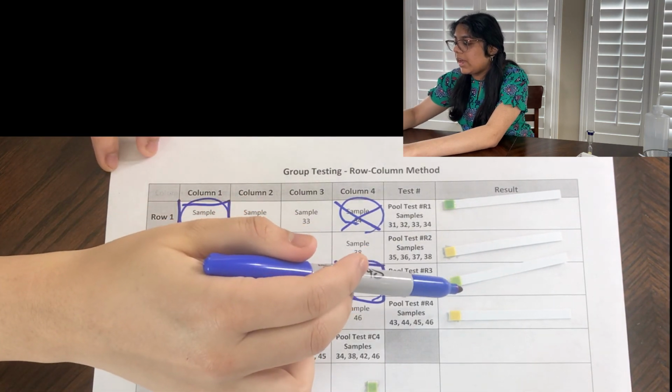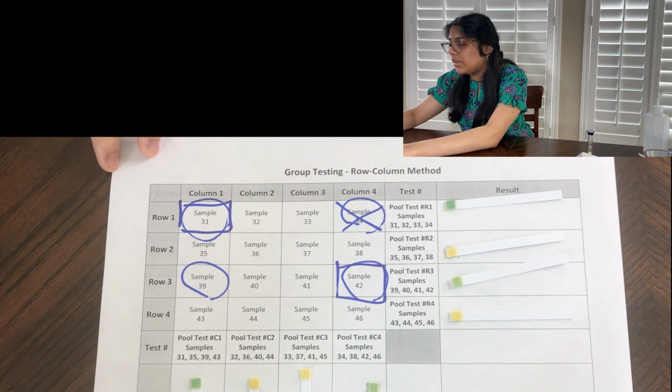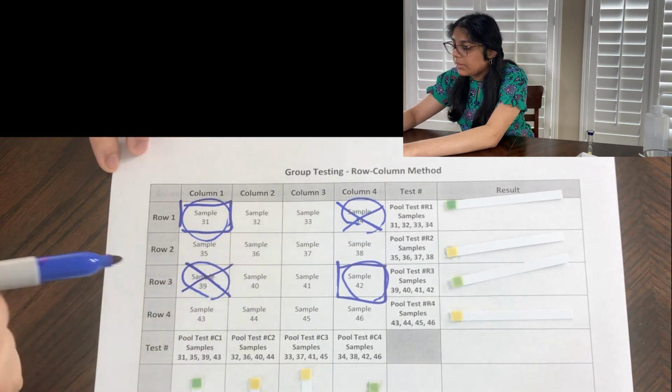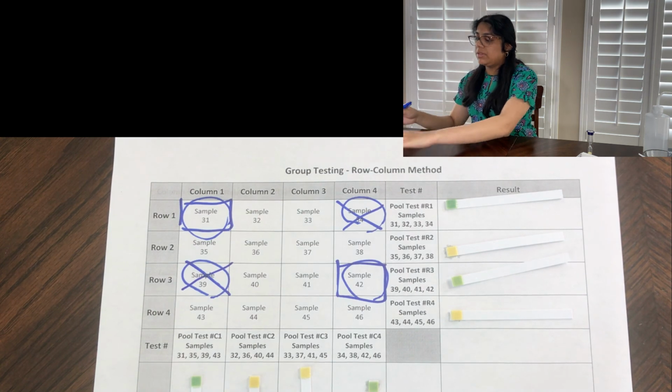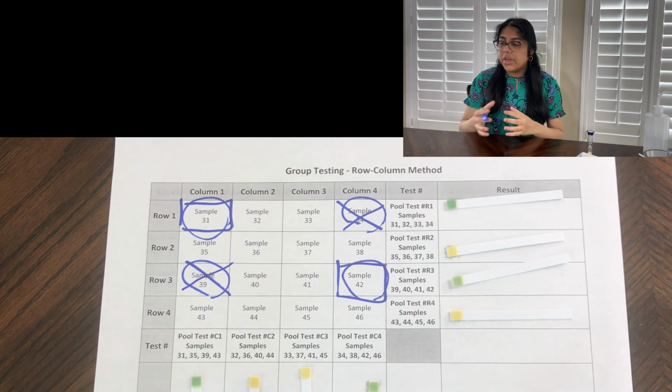And then for sample 39, the row test is looking lighter, but the column test is actually looking a lot darker than that. So I'm going to say that this is another one of those incorrect samples. So looking at the different concentrations, we were actually able to test 16 individuals using only 8 tests.